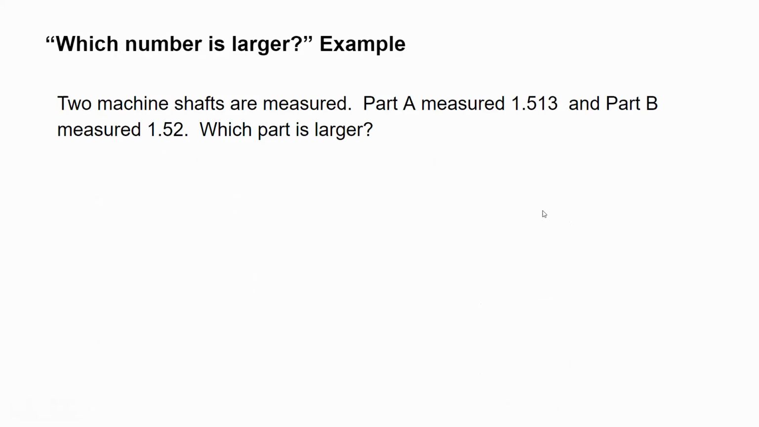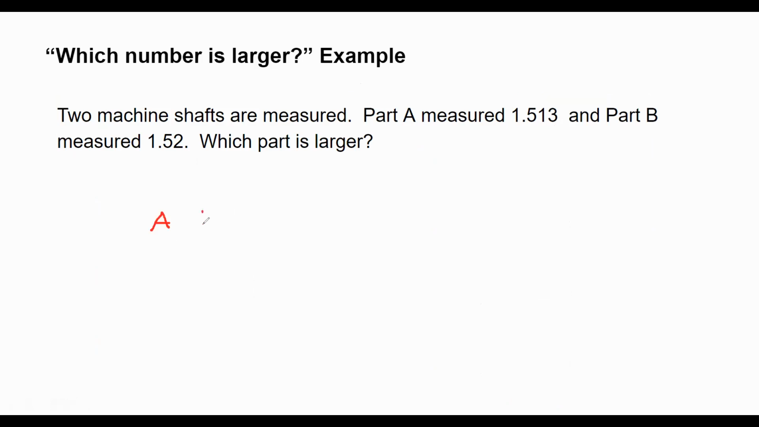All right, we're going to look through 3 example problems here. This first one is pretty basic. 2 machine shafts are measured. Part A measures 1.513, and part B measures 1.52. So I'm going to write these 2 numbers down. And I'm going to do the thing that we just talked about, which is to add zeros so that they all have the same number of values after the decimal point. Since part A had 3, I gave part B 3.